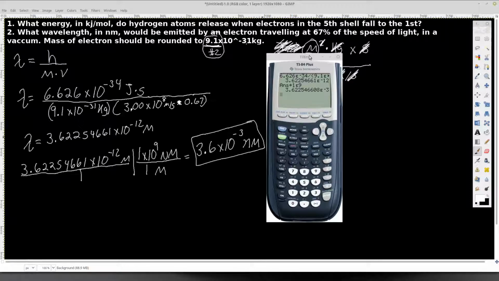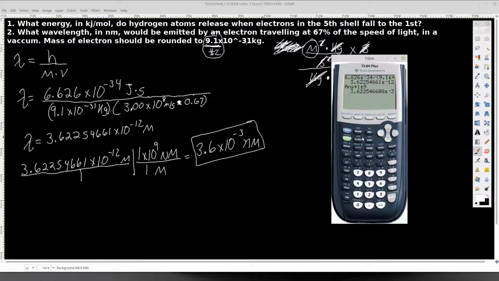Now, if you don't want to put it in scientific notation and you want to look at it in standard notation, you can go into the mode of the calculator, change it back to normal, and if it's not too crazy of a number, the calculator itself will go ahead and give you that number in standard notation.